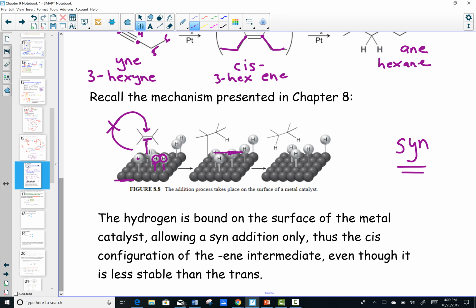So that hydrogen is bound to the surface of the metal catalyst. This is just review from chapter 8. A syn addition occurs with an ene intermediate. Even though it's less stable than the trans, it's the mechanism itself from the catalyst that creates the cis configuration.